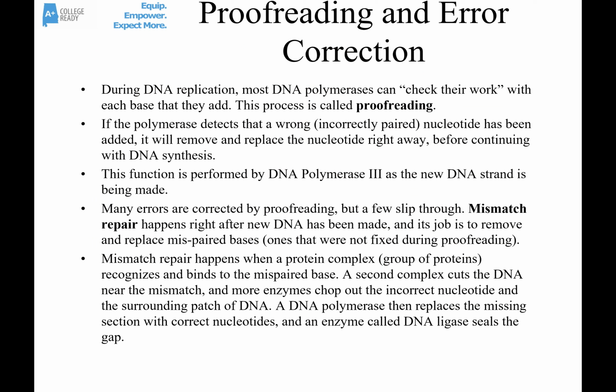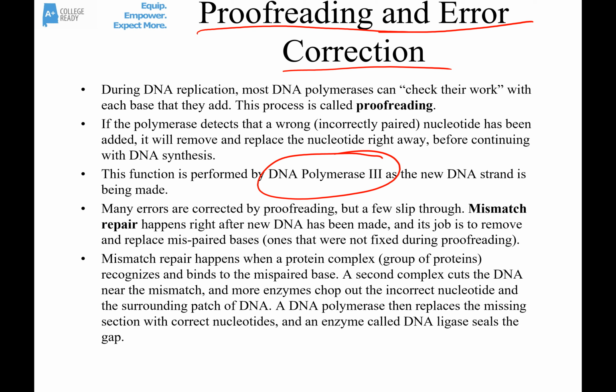As part of replication, there's also some built-in proofreading and error correction. DNA polymerase will go back and essentially check its work to make sure that the right sequence of nucleotides is there. If it detects a wrong pairing, it will remove it and replace it right away before continuing. This is carried out by DNA polymerase 3 as the new DNA is being made.